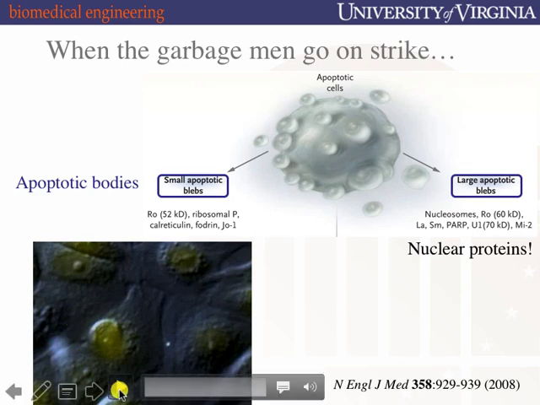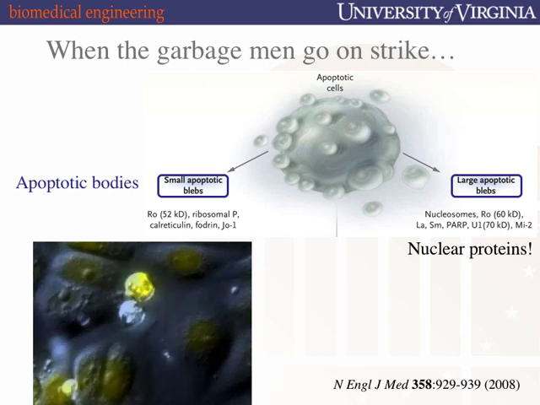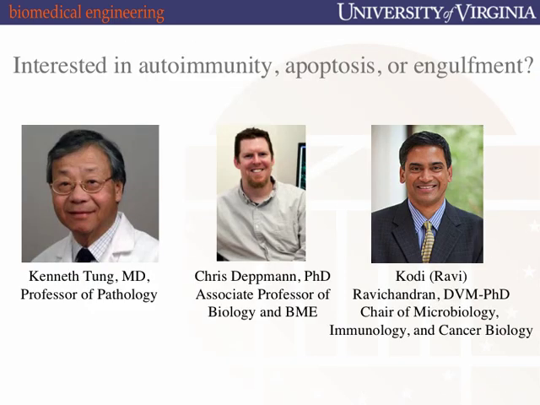I've got a short little video here showing the blebbing. That's really fast. But in this case, the cells are stimulated with Fas ligand, which induces a caspase-driven apoptotic pathway. They bleb, they go away. All right, so if you're interested in things like autoimmunity, apoptosis, or engulfment, there are a number of great investigators here. UVA is a fantastic place for immunity and inflammation research.